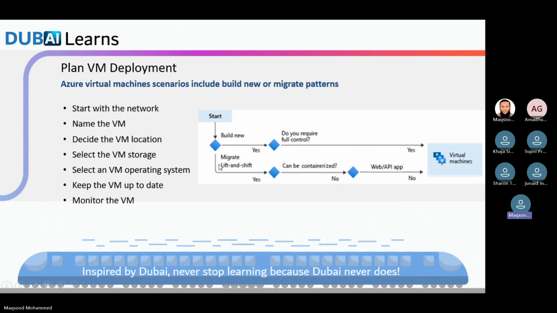If you're migrating from your on-prem to the cloud, we have also discussed the concept of lift and shift. Basically, that means you're moving your virtual machines which are already running in your on-prem environment to the cloud. So you can migrate the virtual machines from your on-prem to the cloud, or they can be containerized. It basically depends on what application you are moving to the cloud.